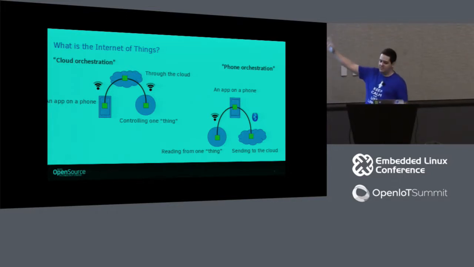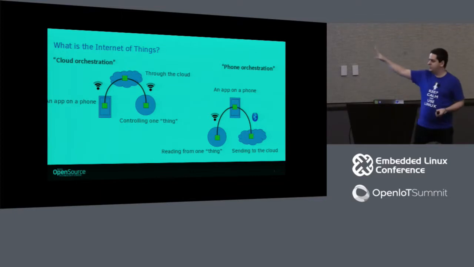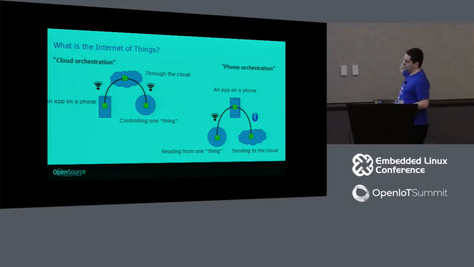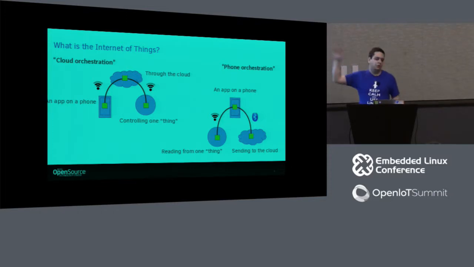So what is the Internet of Things today? It's usually these 2 things I'm showing here, which I called a cloud orchestration and a phone orchestration. So let's start with the one here next to me, the phone orchestration, which is the typical case of a wearable today.